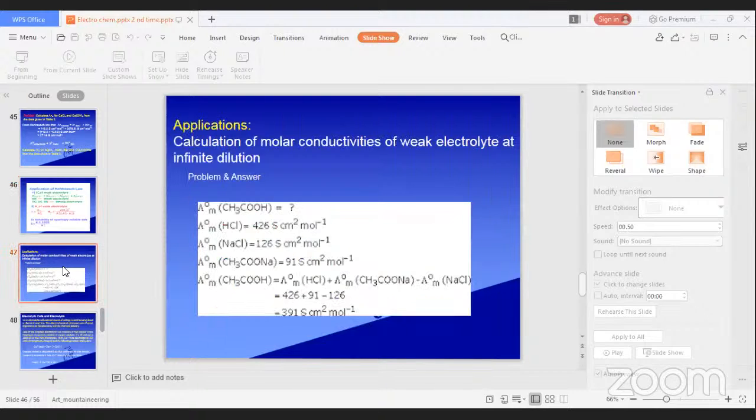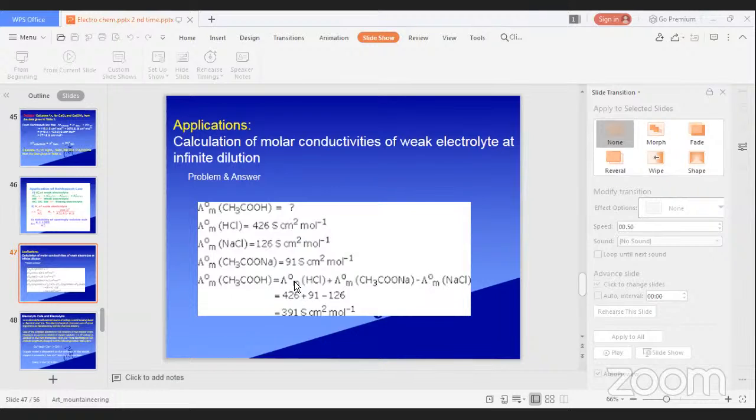In this, first we will see the first application, calculation of the molar conductivity of weak electrolytes. So we have to calculate for the weak electrolyte acetic acid. It is a weak acid, so it is considered a weak electrolyte. All weak acids as well as weak bases are weak electrolytes. So now we have to calculate the limiting molar conductivity of acetic acid. For that, we have to take the corresponding strong electrolytes. So lambda naught of acetic acid equals HCl plus sodium acetate minus NaCl.